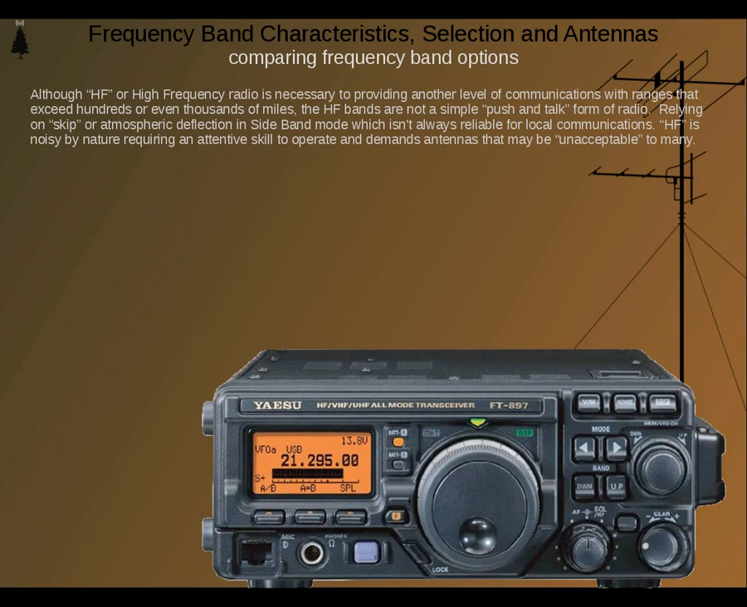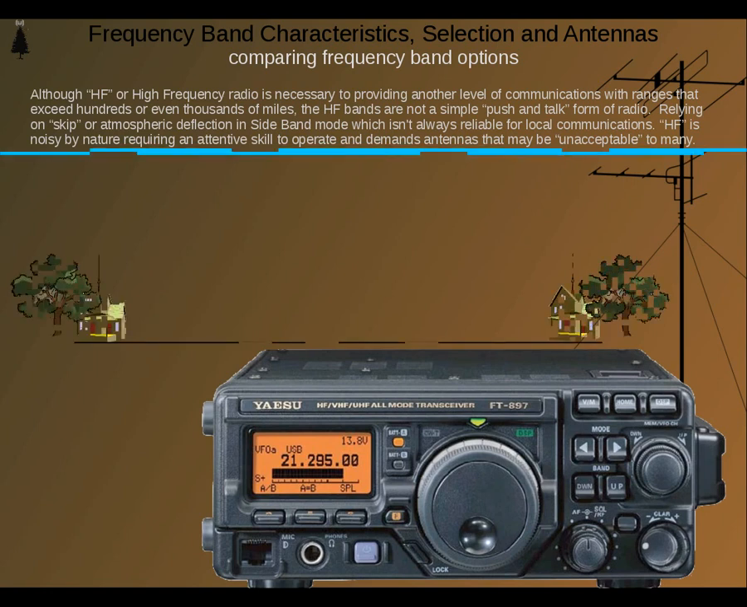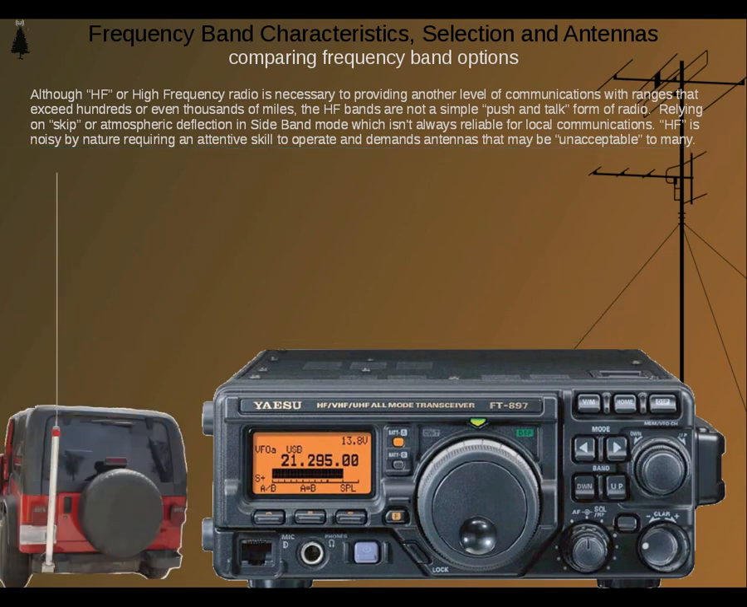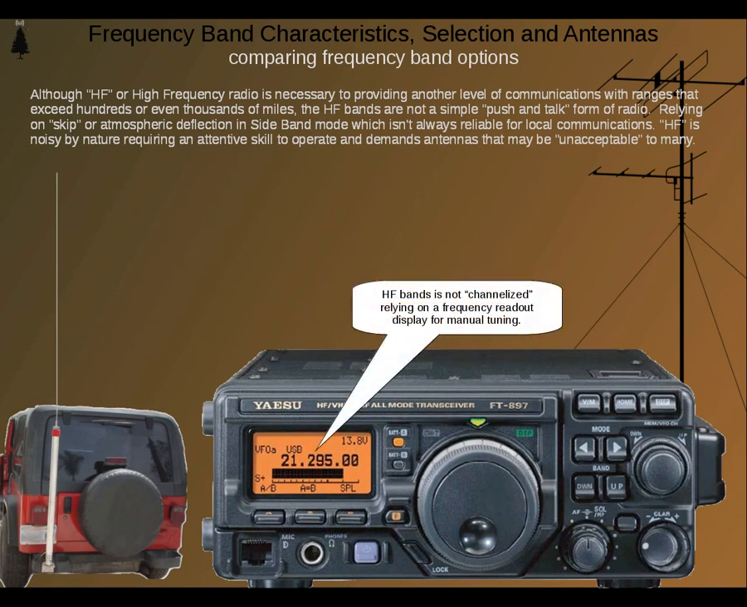Although HF or high-frequency radio is necessary to providing another level of communication with ranges that exceed hundreds or even thousands of miles, the HF bands are not a simple push-and-talk form of radio. Relying on skip or atmospheric deflection in sideband mode, which isn't always reliable for local communications. HF is noisy by nature, requiring an attentive skill to operate, and demands an antenna that may be unacceptable to many.